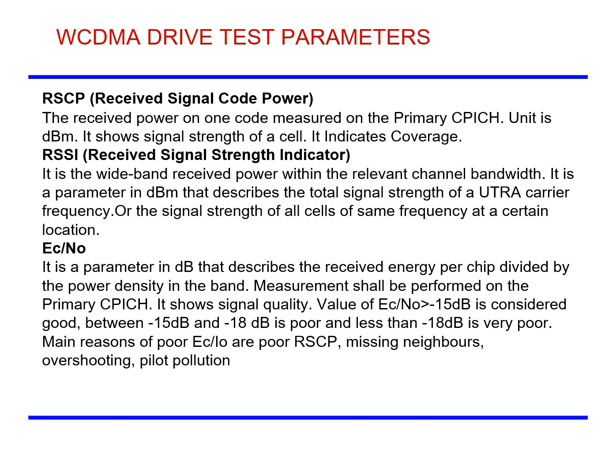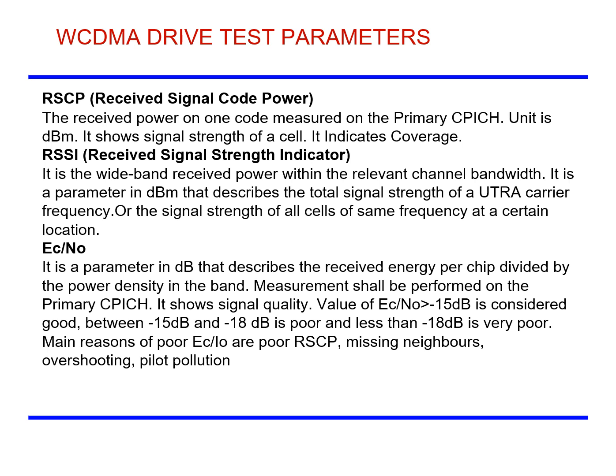WCDMA drive test parameters. Received Signal Code Power, or RSCP, is the received power on code measured on the primary CPICH. The unit of RSCP is dBm. It shows the signal strength of a cell and it indicates the coverage.